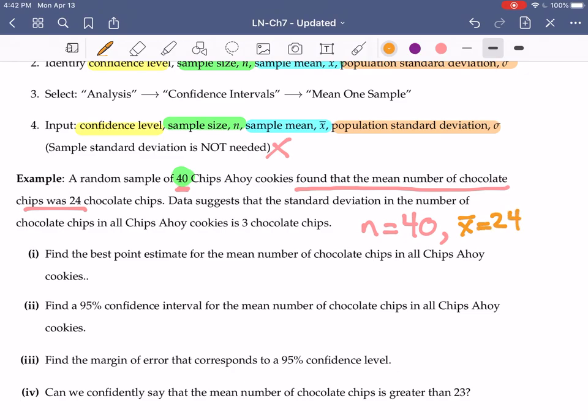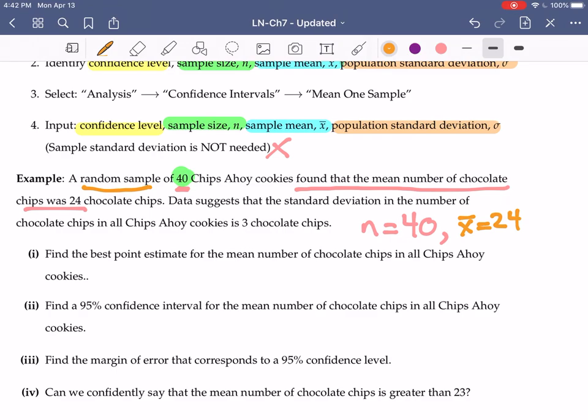X bar is equal to 24. That information is written in the sentence along with the random sample. So if I were to take out some of those extra words, a random sample of 40 found that the mean was 24. So a random sample of 40 found the mean was 24.